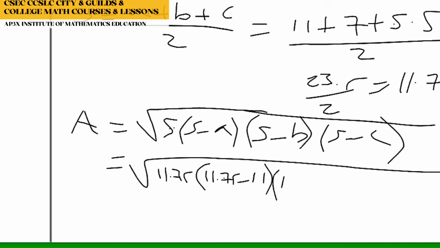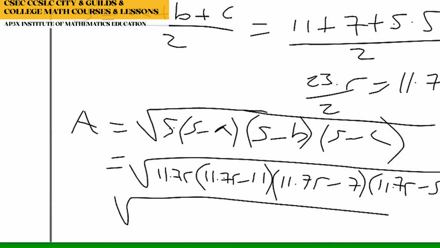Then we have 11.75 again, take away 7. And then we have 11.75 once again, take away 5.5. All right, I'm assuming that some persons are already ahead of me. So that's going to be the square root of 11.75. I'm assuming that you guys would have subtracted this already. So 11.75 minus 11 leaves us with what? 0.75. Okay.